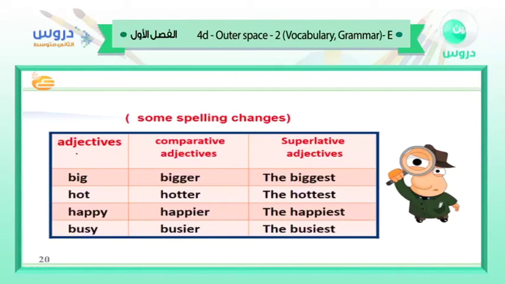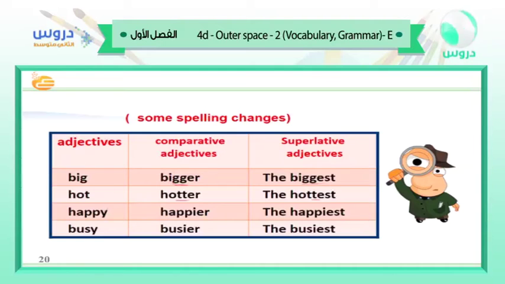Okay? Some spelling changes. Don't forget that. Adjective, comparative adjectives, superlative adjectives. You have big, bigger, the biggest, hot, hotter. Add here double G. Don't forget that. One to underline it. To see big, bigger. Okay? Biggest. Hot, hotter, double T, hottest.